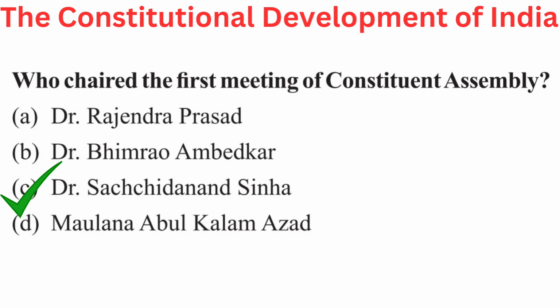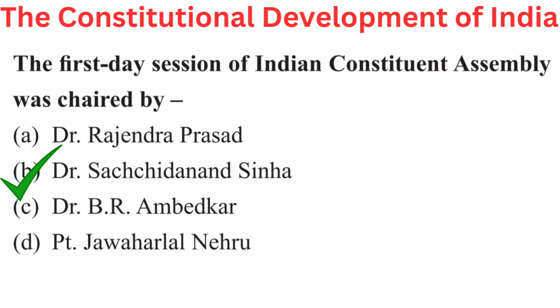The question is, who chaired the first meeting of Constituent Assembly? Your options are A. Dr. Rajendra Prasad, B. Dr. Bhimrao Ambedkar, C. Dr. Sachidanand Sinha, or D. Maulana Abul Kalam Azad. Right answer is C. Dr. Sachidanand Sinha.